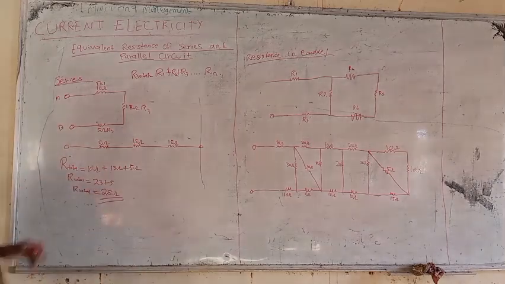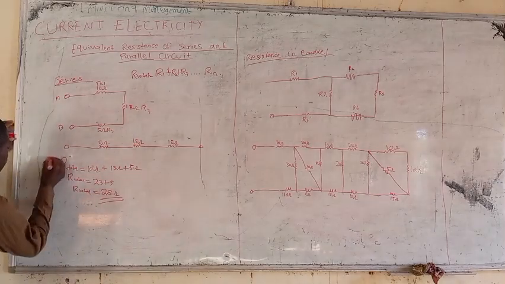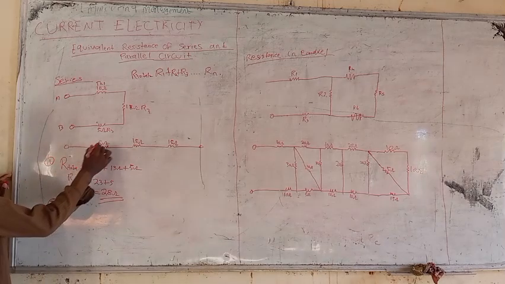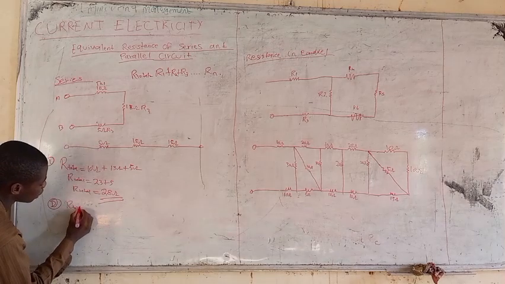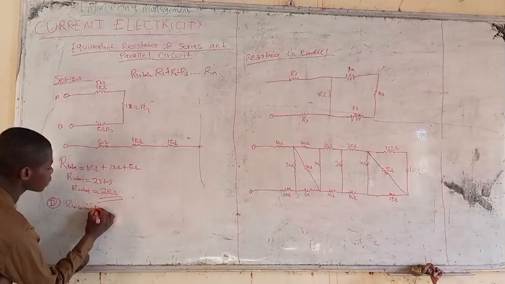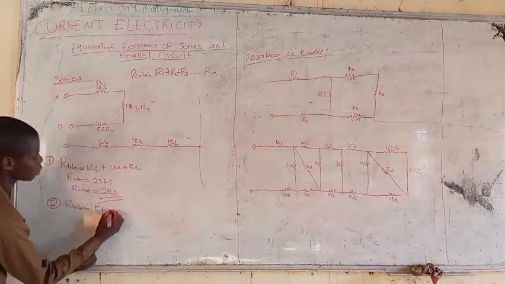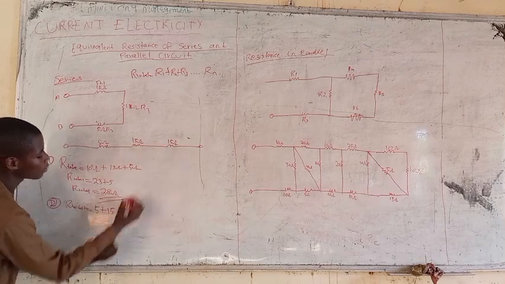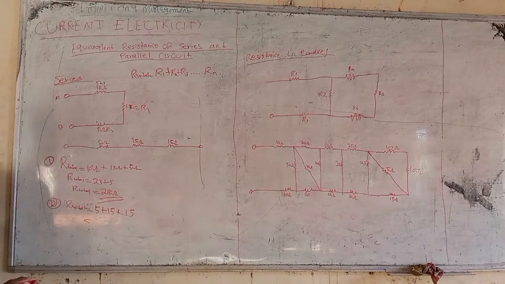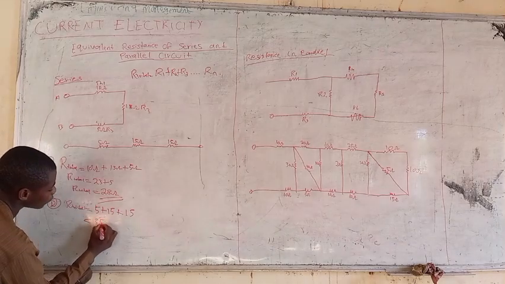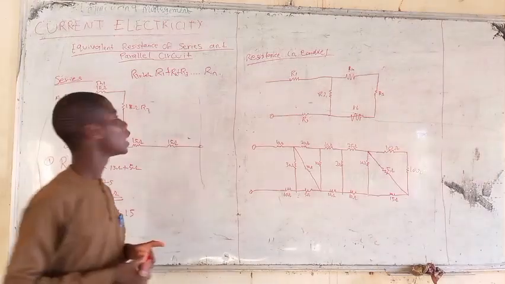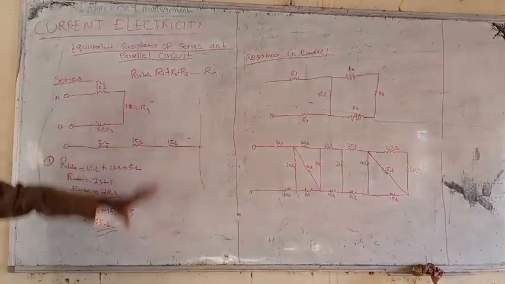Let's go to question 2. The same thing. Let's see the figure 2. Our R total is the same thing as the first question that I did. Let's say 5 plus 15 plus 15. Therefore, 15 plus 15 is 30, plus 5, 35 ohms. Okay, that's for series circuit. I hope this example is convenient for you.